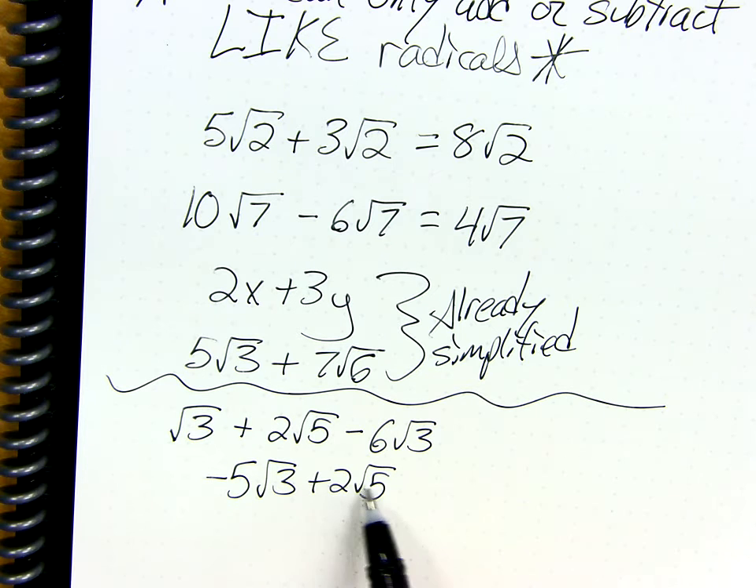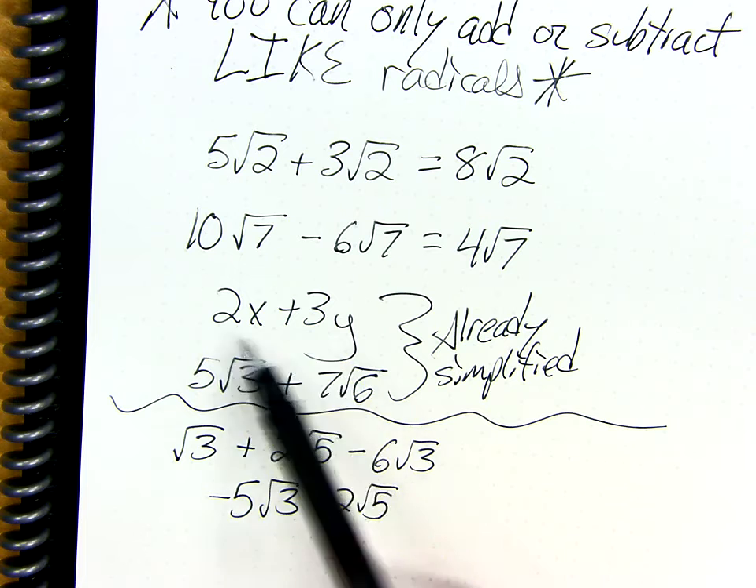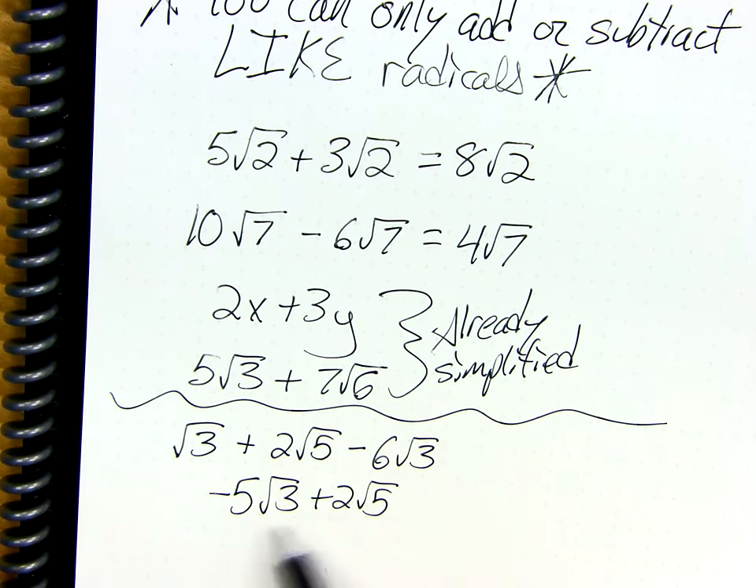Is it wrong if you have the 2 root 5 first and then a minus 5 root 3? No, it's the same thing. And we get a little particular with variables, like you have to go alphabetically. There's no alphabet here, so you don't have to worry about putting them in any kind of order. So if there's no variables involved, it really doesn't matter.